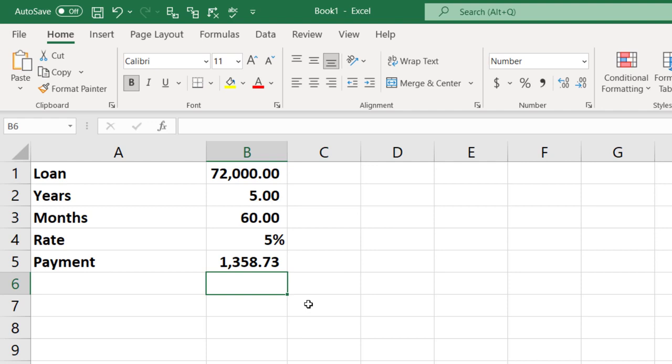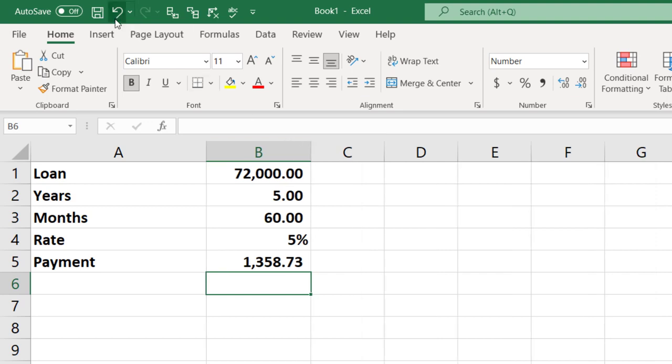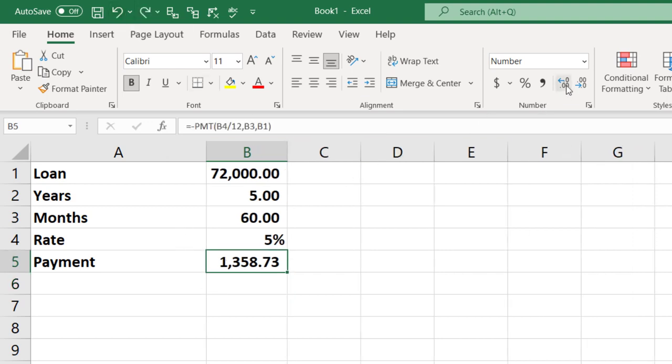So we're at the 1358.73. Notice it's actually a little bit longer than that if I add some decimals. So it's rounded. You've got to be aware that when you're in Excel, if I use this cell, it's going to calculate based on that rounded number, and that could cause confusion sometimes. But just be aware of that.